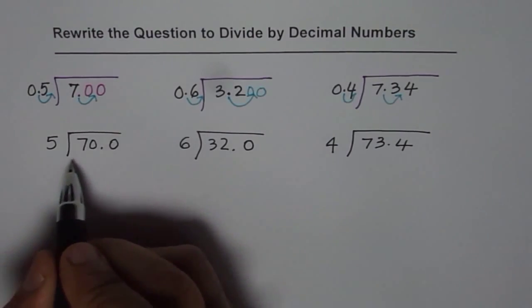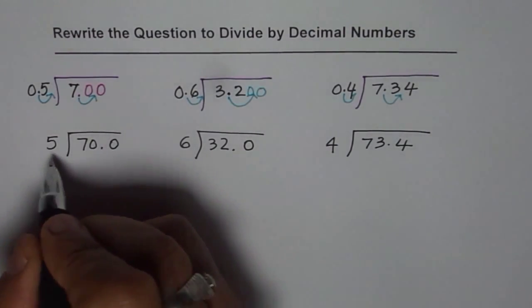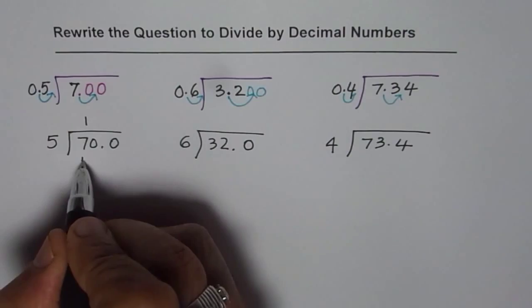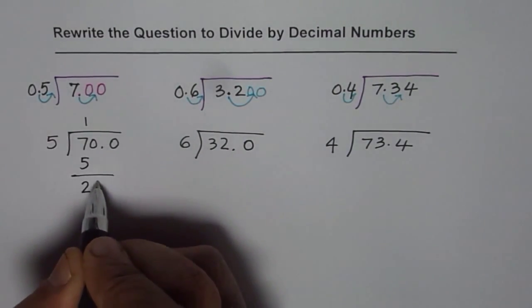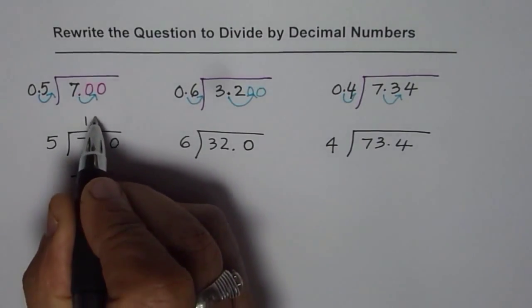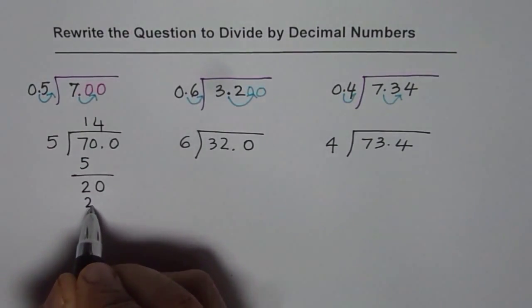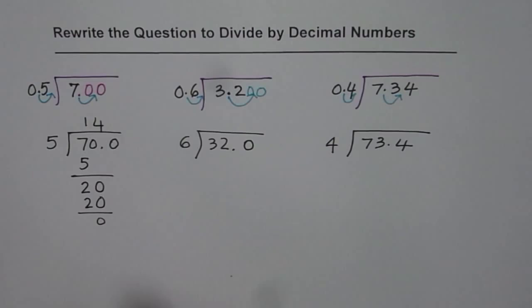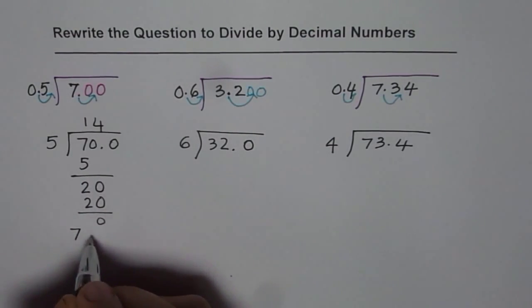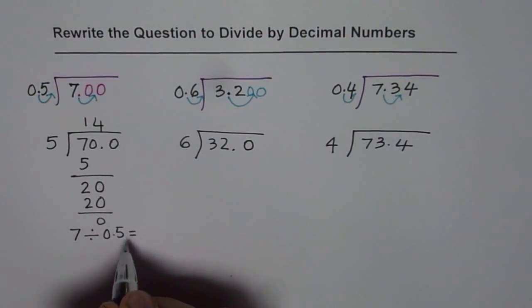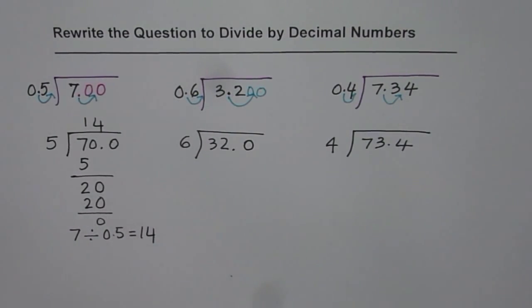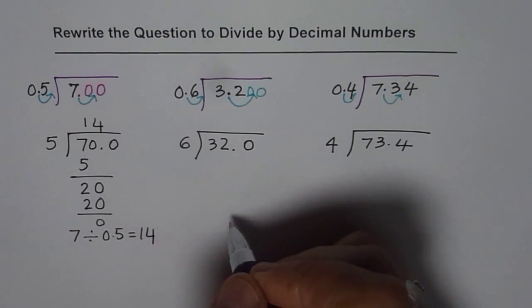So the first one, 70 divided by 5, 7 goes one time in 5. When you take away, you are left with 2, bring down 0. 5 goes 4 times in 20, right? And so we get 0 here. So you can now write that 7 divided by 0.5 is equal to 14. Correct? Let's do the next one.